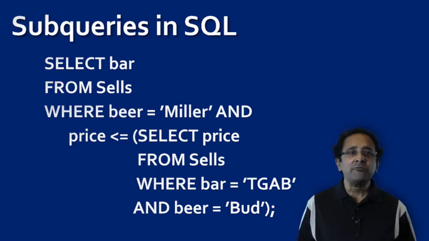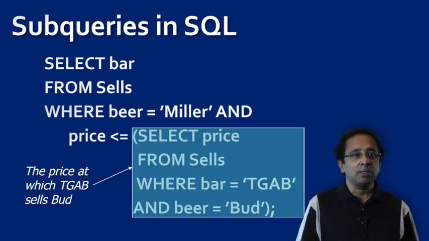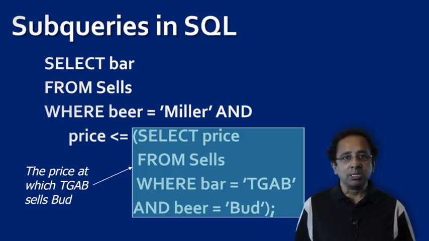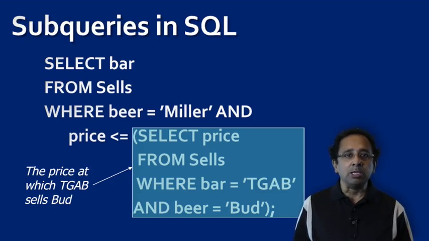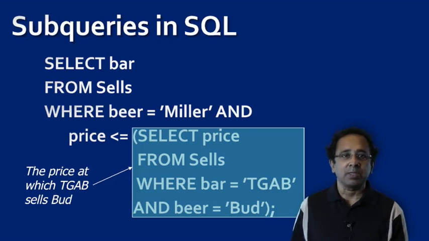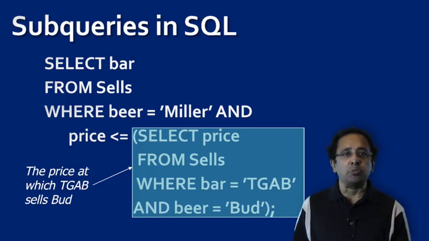What makes this query different is that in the part where price is less than or equal to, instead of specifying a constant like $8, we actually place another query which computes the price of Bud at TGAB. The shaded part is called the inner query or the subquery. In this case, both the outer query and the inner query use the same relation, which is Sells. In terms of evaluation, the inner query is evaluated first, and the outer query uses its output.